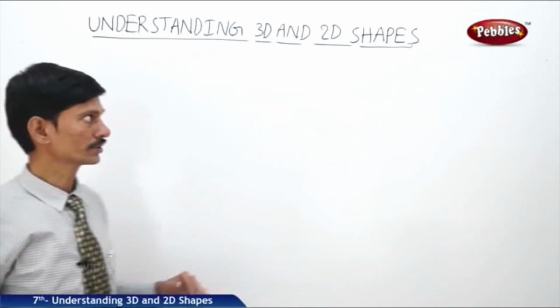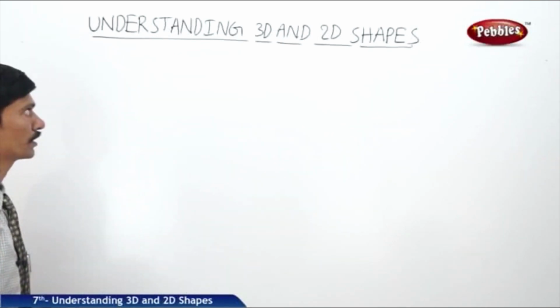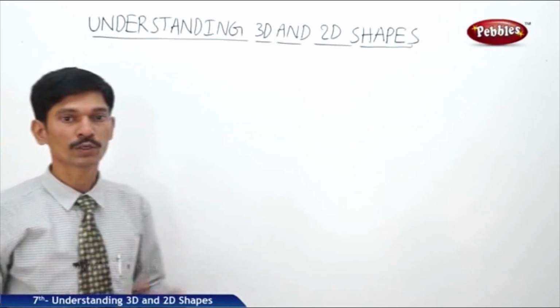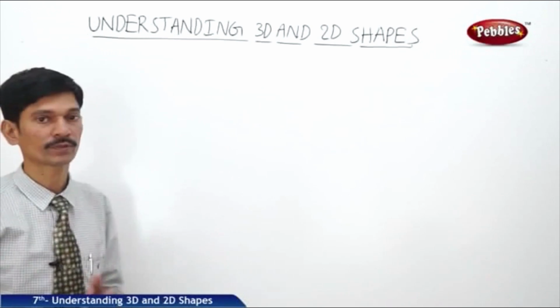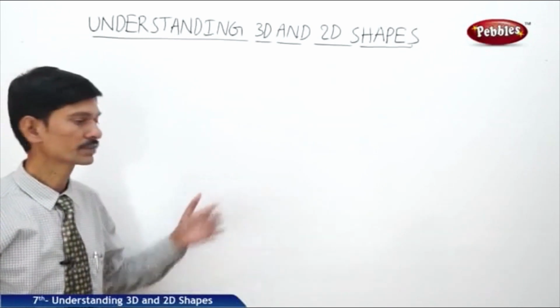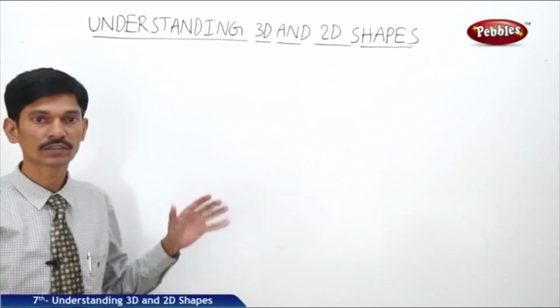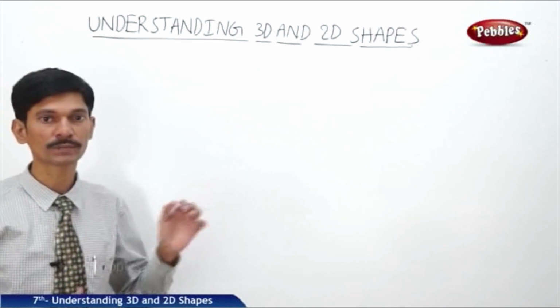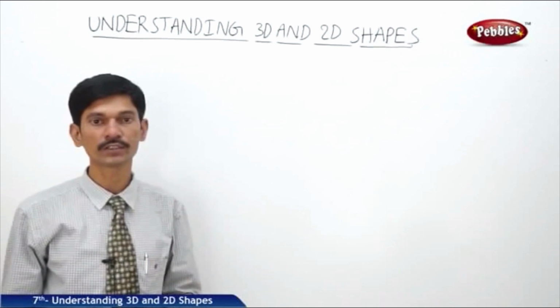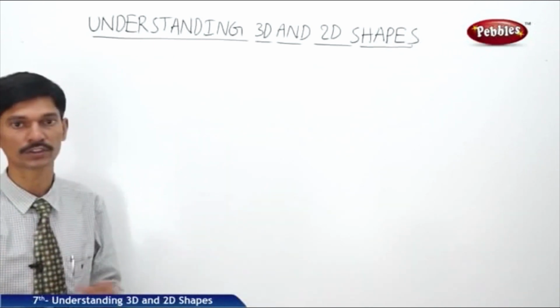Now let us learn the next chapter, that is understanding 3D and 2D shapes. Now what are the 2D shapes? If you observe any plain paper or any square sheet, these objects have only two dimensions, such as length and breadth. So these shapes are called 2D shapes, meaning two-dimensional shapes.